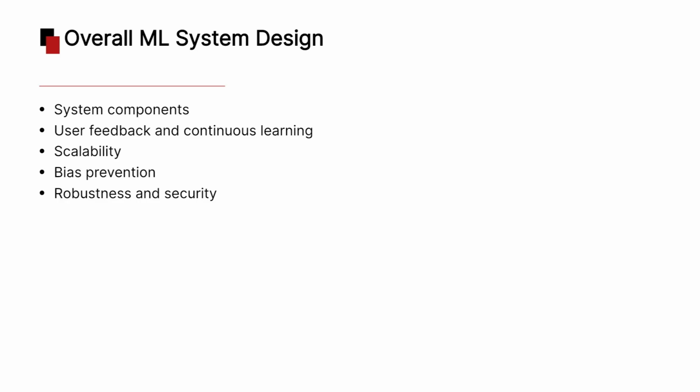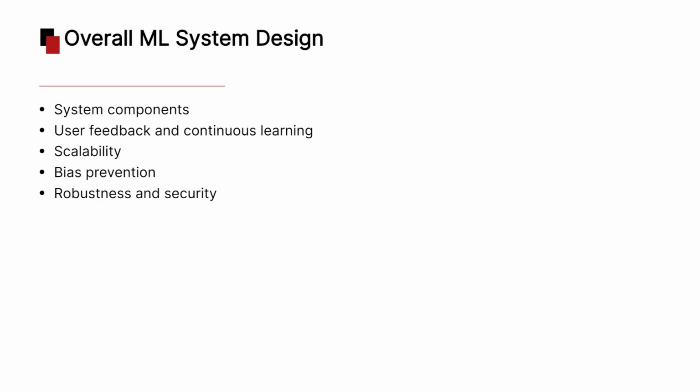Fourth, bias prevention. Generative systems can unintentionally amplify societal biases present in training data. We mitigate this through careful dataset curation, prompt filtering, and fairness-aware training techniques. Regular audits of generated outputs are essential to ensure ethical and inclusive behavior.